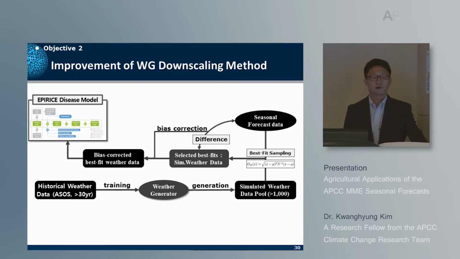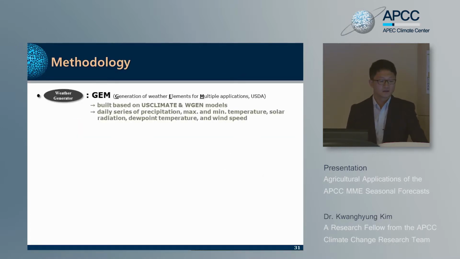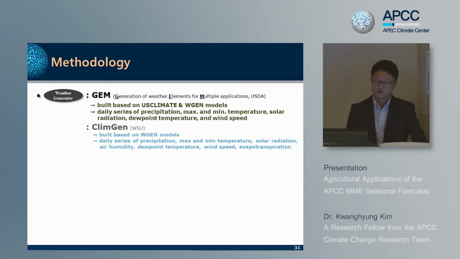So we selected 2 weather generators based on whether the WG generates relative humidity or not. Since the EPIRICE disease model requires relative humidity to run, GEM was built based on US climate and WGen models, and currently it's version 6. It can generate daily precipitation, temperature, solar radiation, dew point temperature, which can be converted to relative humidity, and wind speed. Similarly, ClimeGen is based on the WGen model, and it can generate humidity and also dew point temperature and additionally evapotranspiration.